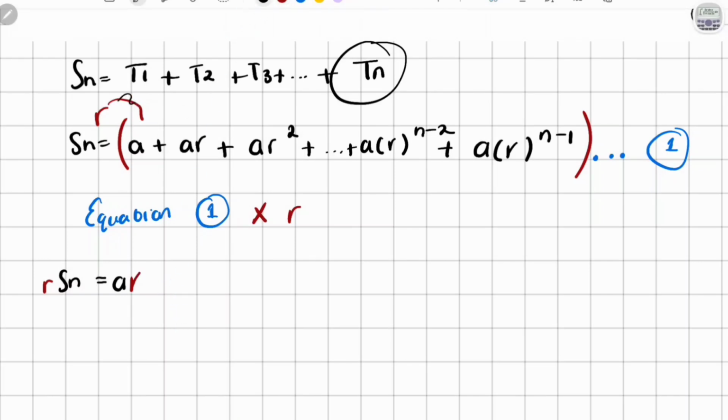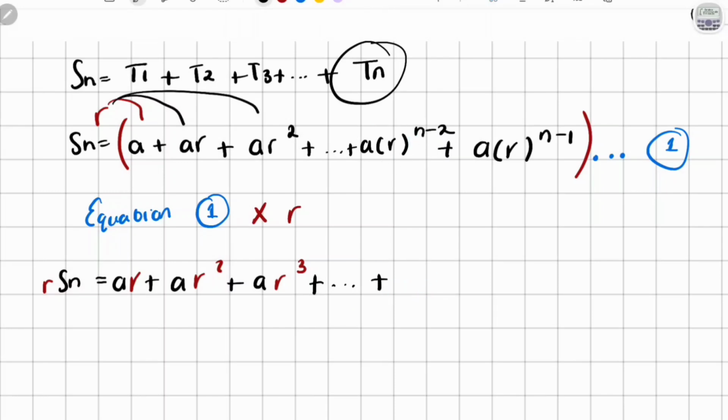The second term gets multiplied by r. A times r gives us ar squared. Let me write that in red. The third term multiplied by r gives us ar cubed, the r raised to the power of 3 instead. And this will keep happening, right? And we also have to do that to the end of the expression, just to see what happens.